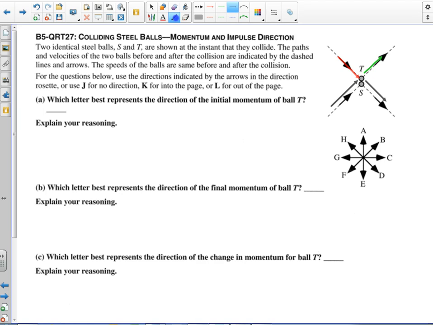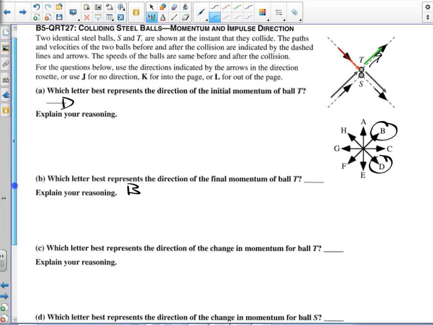So what letter best represents the direction of the initial momentum of ball T? I would say D. That's the direction of its velocity coming in. That's the direction of momentum. That's the velocity vector that determines the direction of the momentum. Which letter best represents the direction of the final momentum on ball T? I think B is the correct answer there. Ball T goes out like this. That's B. Once again, direction of the velocity.